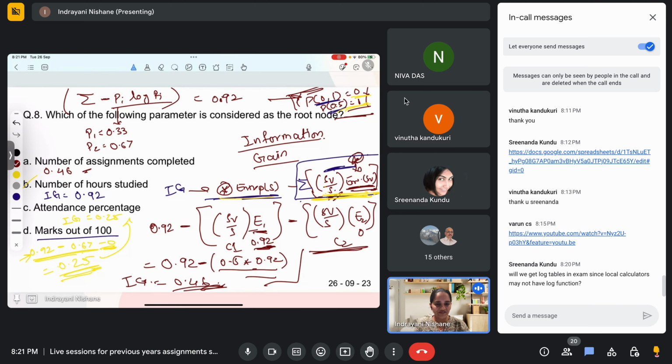In school we used to do that. Maybe a non-programmable scientific calculator will be allowed. And if such questions come, we'll try to provide the log to the base 2 values also. Other calculations are easy.